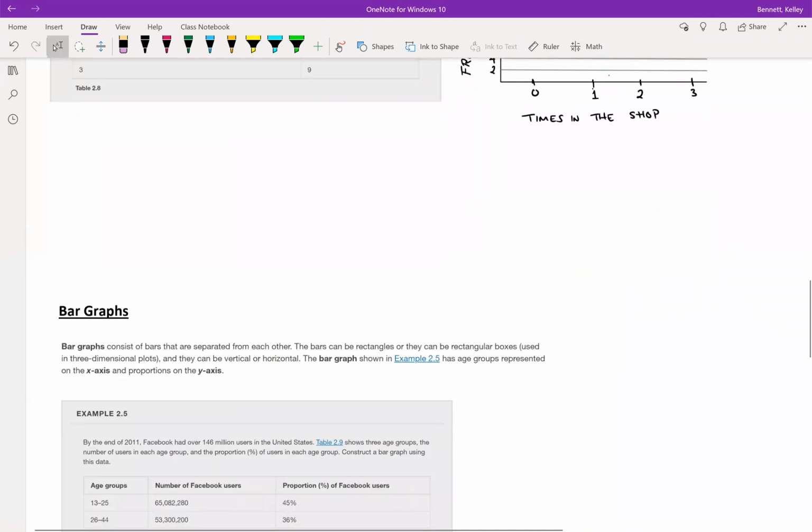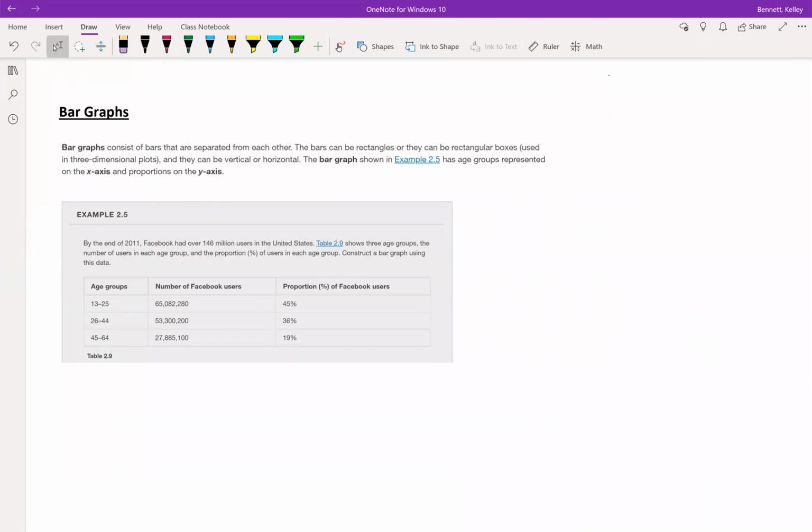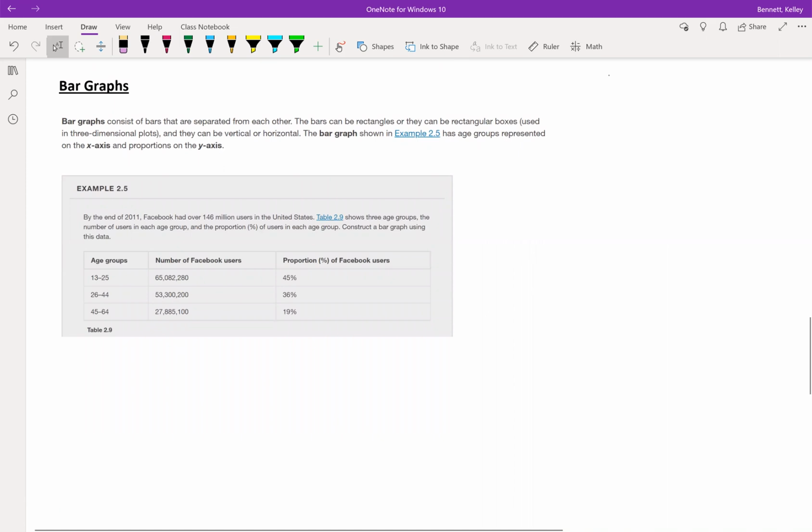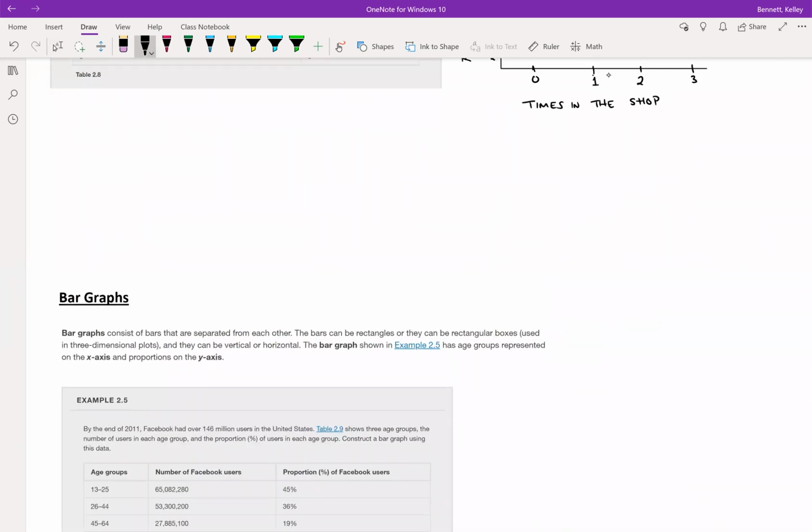The last type is bar graphs. So bar graphs look a lot like histograms, which we'll see next lecture. They are not. So I just want to bring this up really briefly, actually. So bar graphs, they look like this, where there's a gap in between.